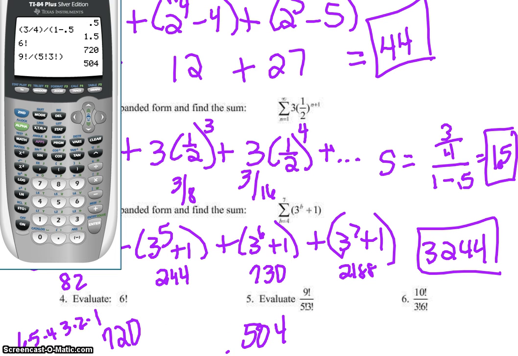And then for number 6, you're going to do 10 factorial divided by, open, 3 factorial, 6 factorial. And you get 840.